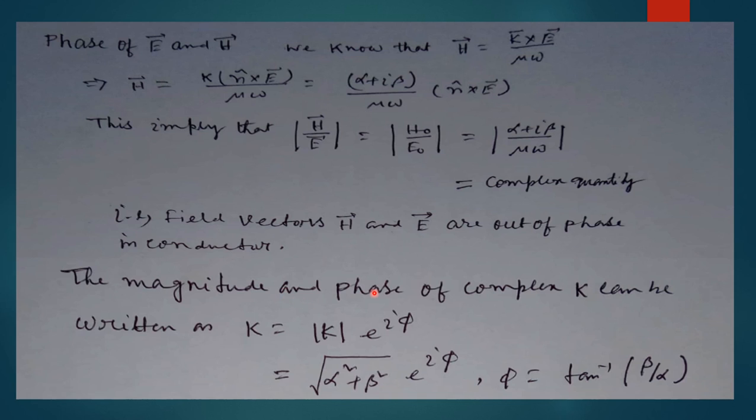The magnitude and phase of complex k can be written as k is equal to mod k into e to the power i phi. As k is equal to alpha plus i beta, the mod value is root of alpha square plus beta square into e to the power i phi, where phi is equal to tan inverse beta by alpha.